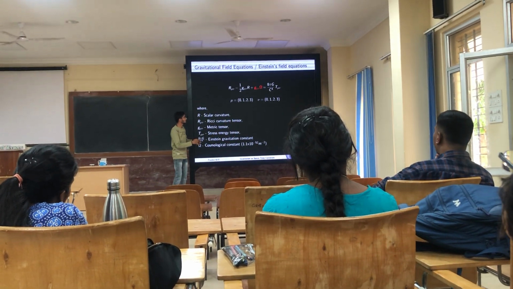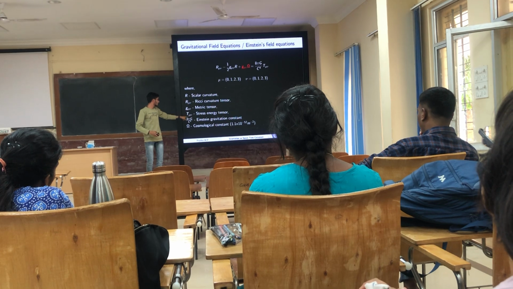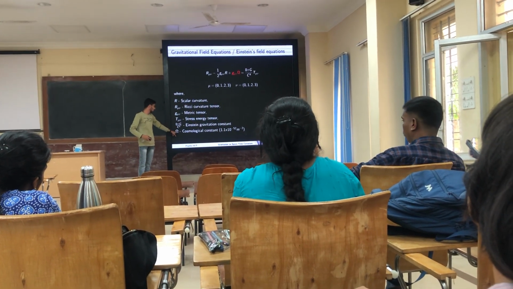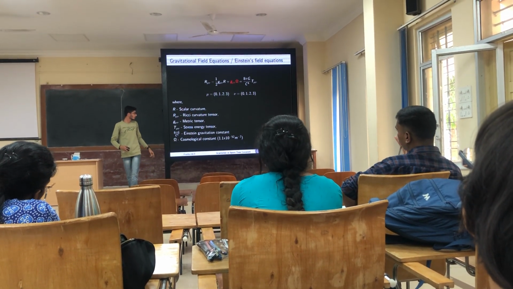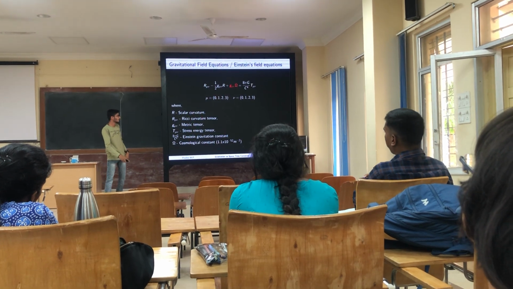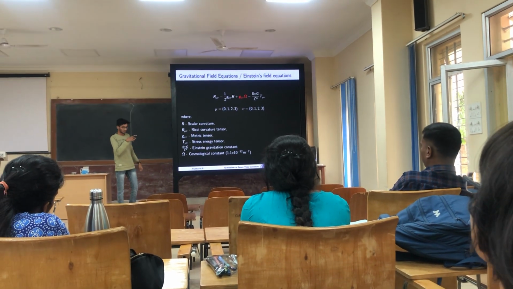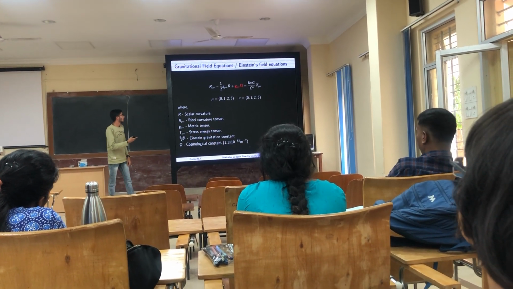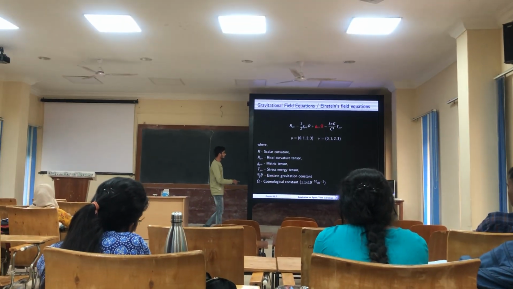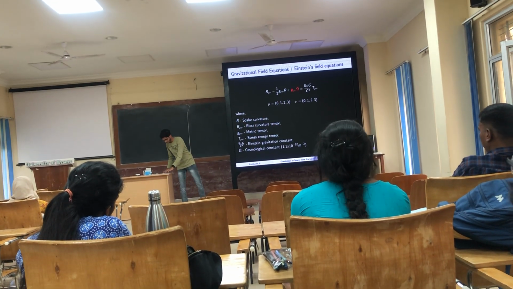So sometimes G mu nu Lambda is added. Lambda is known as the cosmological constant, that is 1.1 into 10 to the power minus 52 meter inverse square. So cosmological constant, okay, I'll explain one by one.